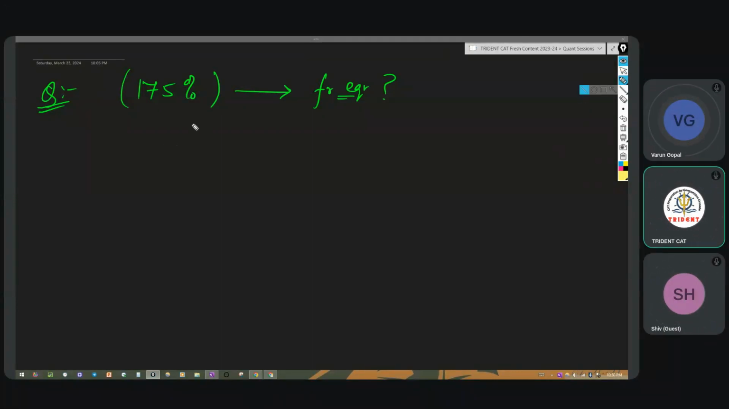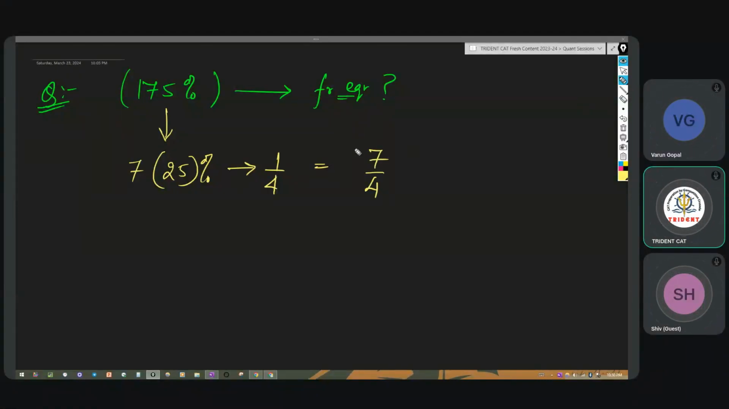So how exactly am I going to be splitting it again? 25 by 100 into 4. 25 will come to my mind very easily. 25%. And why am I even thinking about 25%? Because this is 1 by 4. I remember this thing. Into 7. Great, so directly I'm getting 7 by 4. Now, guys, please understand this is the fraction equivalent. Always remember this thing.